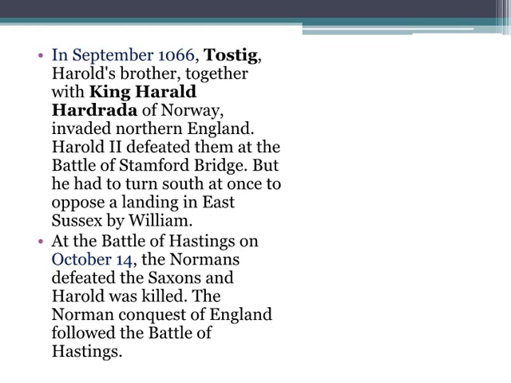In September 1066, Tostig, Harold's brother, together with King Harald Hardrada of Norway, invaded northern England. Harold defeated them at the Battle of Stamford Bridge. But he had to turn south at once to oppose a landing in East Sussex by William. At the Battle of Hastings on October 14, the Normans defeated the Saxons and Harold was killed. The Norman conquest of England followed the Battle of Hastings.